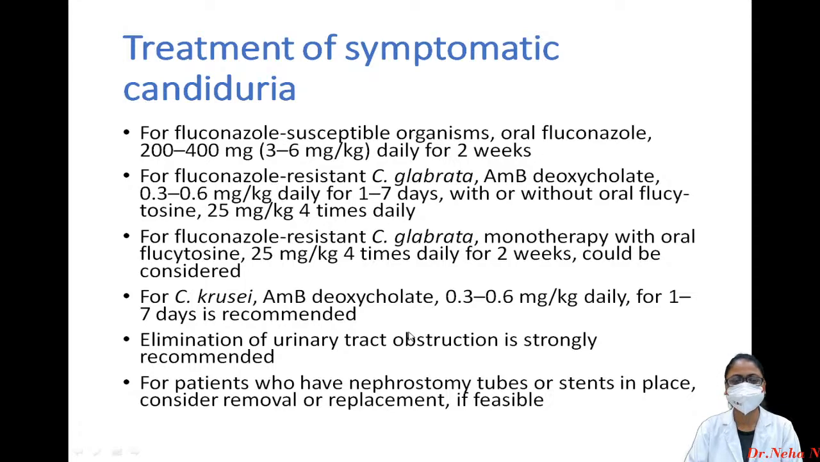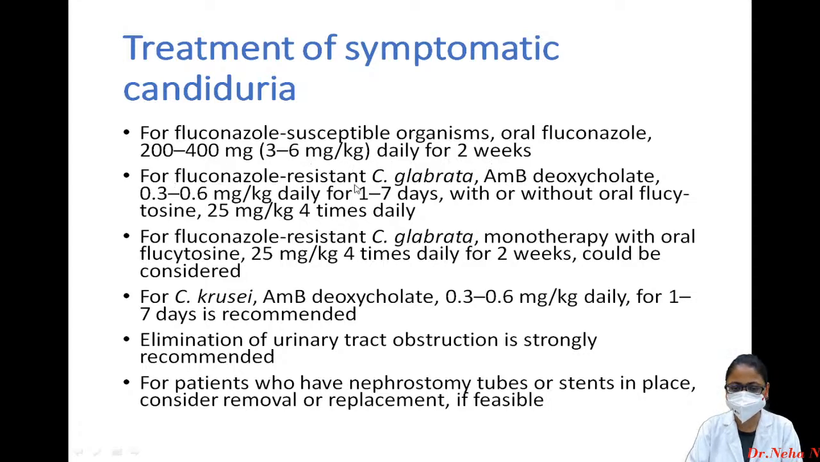Now coming to the symptomatic candiduria. According to IDSA, all cases of symptomatic candiduria have to be treated, and these are the recommendations. First, for fluconazole susceptible organisms, oral fluconazole is recommended at a dose of 200 to 400 mg, that is 3 to 6 mg per kg daily for 2 weeks.